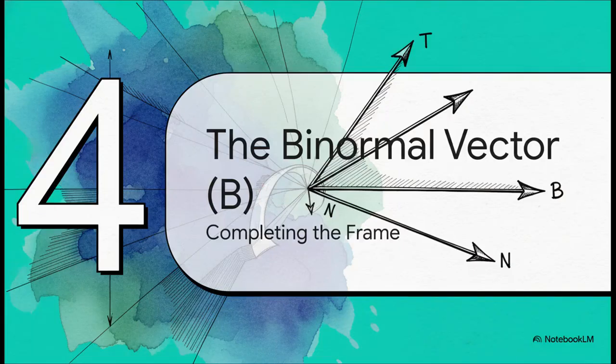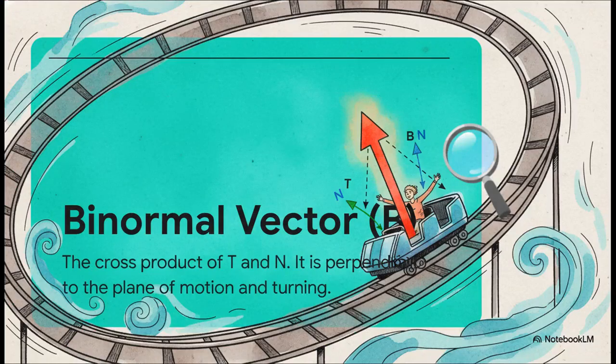Okay, so we've got our forward direction, T. We've got our turning direction, N. But we live in a 3D world, right? So we need a third vector, one that's perpendicular to both of those to complete our little coordinate system. And that, my friends, is the binormal vector, B. So if T is forward and N is inward, what's B? On our roller coaster, B is the vector that's pointing straight up from the floor of your cart, or maybe straight down, depending on the orientation. It's perpendicular to both your direction and your turn. Essentially, it defines the bank or the tilt of the track.